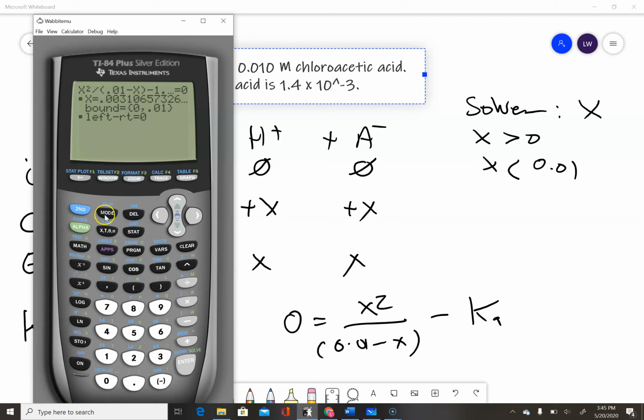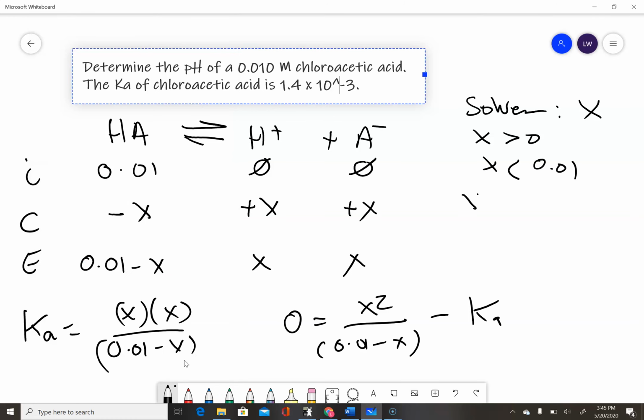So now I can quit. When I ask it what x is, it'll give me the value. So there is x, it is 0.00311. So x equals 0.00311 molar. Now for us, what is x? x is the H+ concentration.